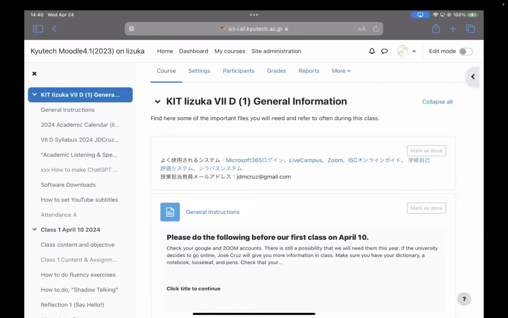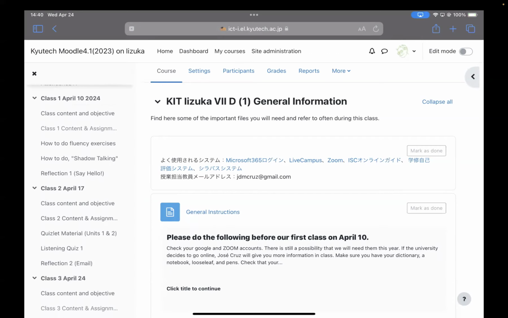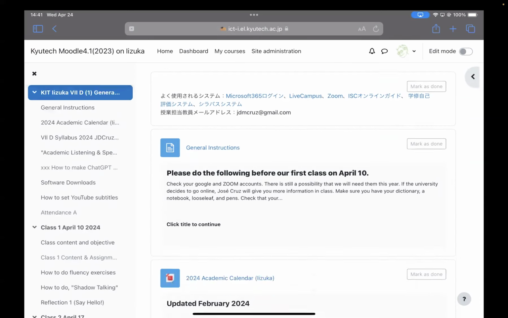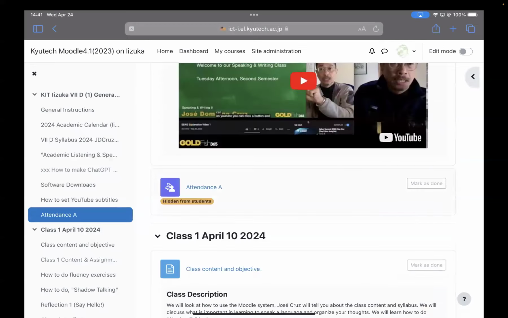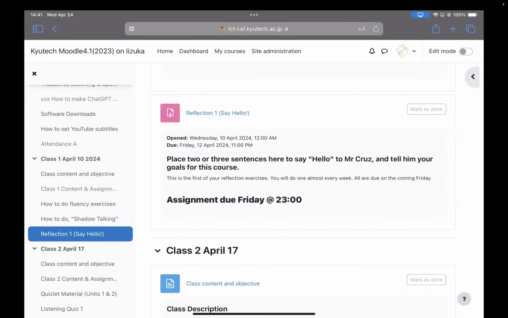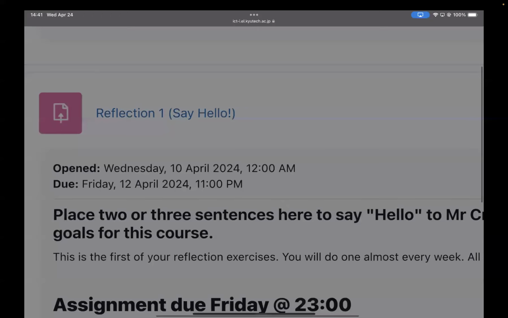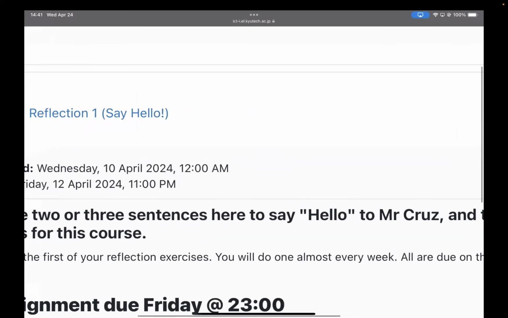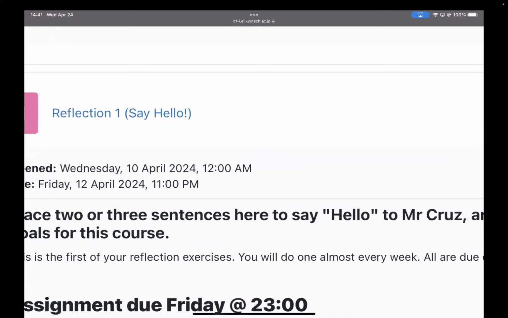Okay, let's take a look at what we're going to be doing this week. Nothing too surprising, but I just want to make sure that for those of you who are not yet used to what I'm doing, that from class 1 onwards, we always have a reflection every week. And the first reflection itself was just to say hello.